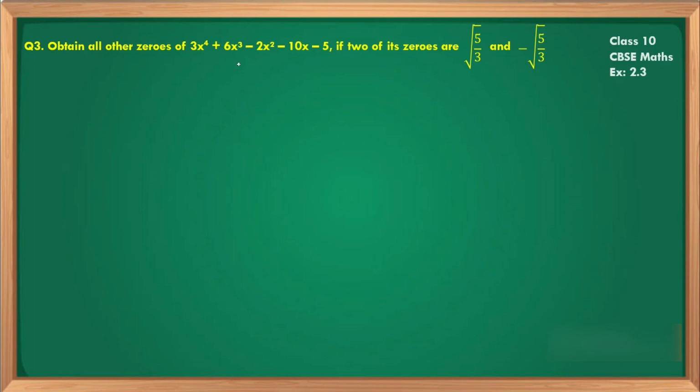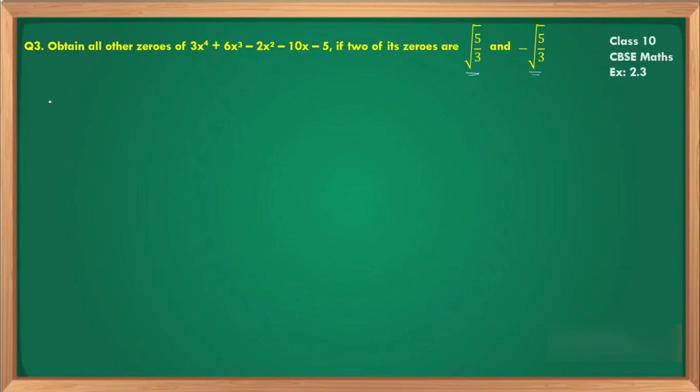They have given one polynomial and the highest degree in this polynomial is 4. X to the power 4. This 4 is called degree and this is highest among all. That means there will be 4 zeros, or x will have 4 values. Those 4 zeros we have to find out. Out of that, they have already given 2. Root 5 by 3 and minus root 5 by 3. This is 1 zero. This is another zero. You have to find out the remaining 2 zeros of this polynomial.